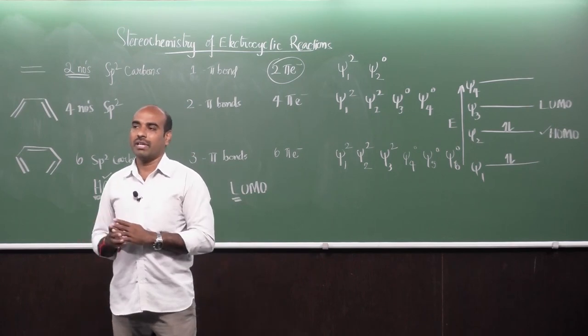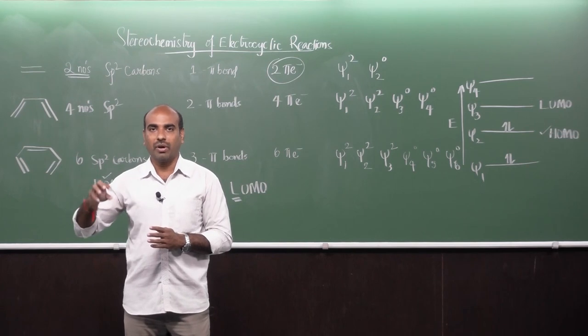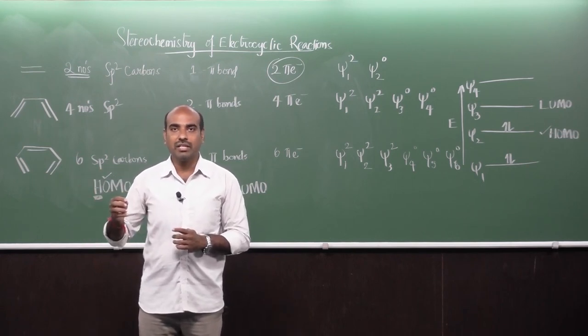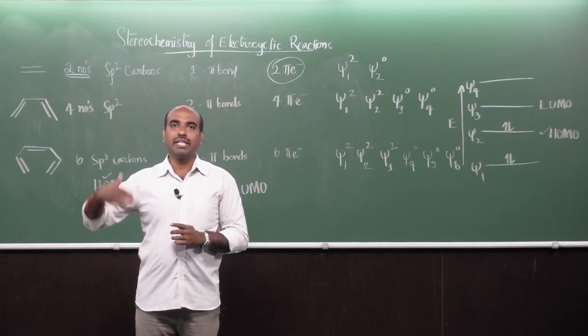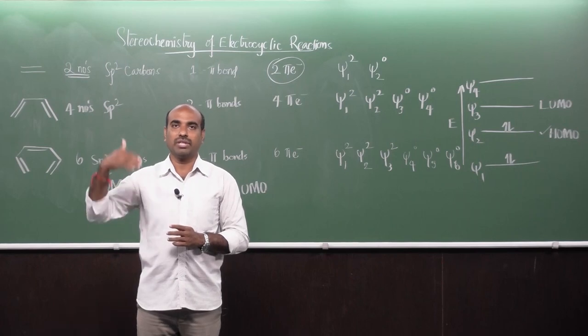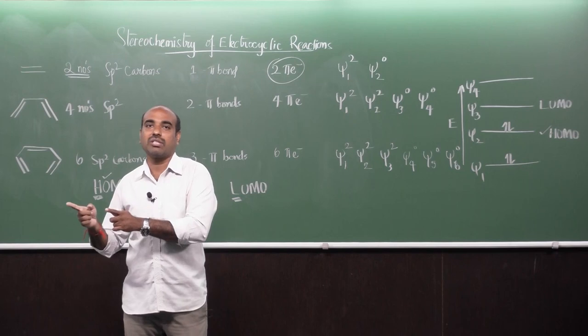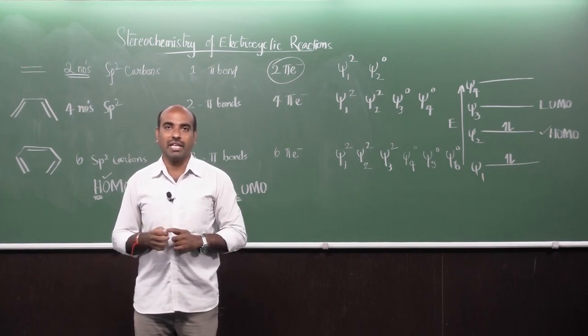Whereas in the case of photochemical condition, because you are irradiating the molecule or the particular bond with a specific wavelength of light, what happens? The electron absorbs the photon energy, and then it goes to the excited level. It goes to the next higher level. So, HOMO will change in the case of photochemical reactions.